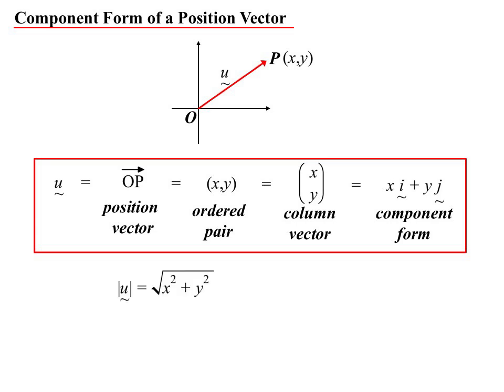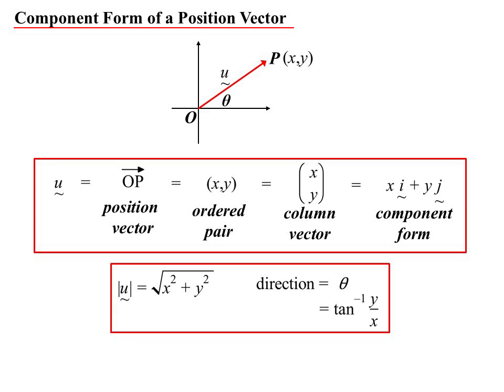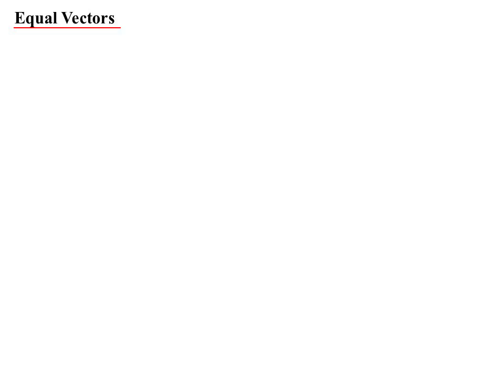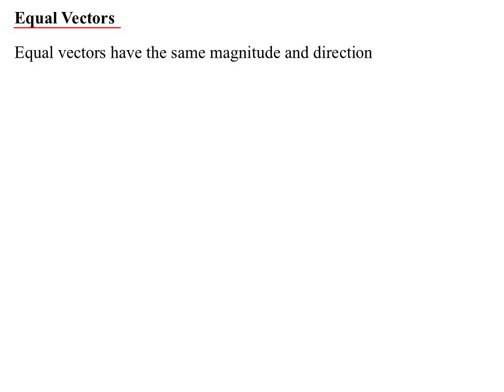So the magnitude of our vector then, well, distance formula, square root of x squared plus y squared. The direction would be whatever that angle is, which we know would be the inverse tan of y over x. It's very similar to what we do in coordinate geometry. Equal vectors have the same magnitude and direction, and that's what I was saying about why it's so useful to play with vectors, because hey, there's a vector, but I can translate that to somewhere else. It's still the same vector. I could put it up there, it's still the same vector.